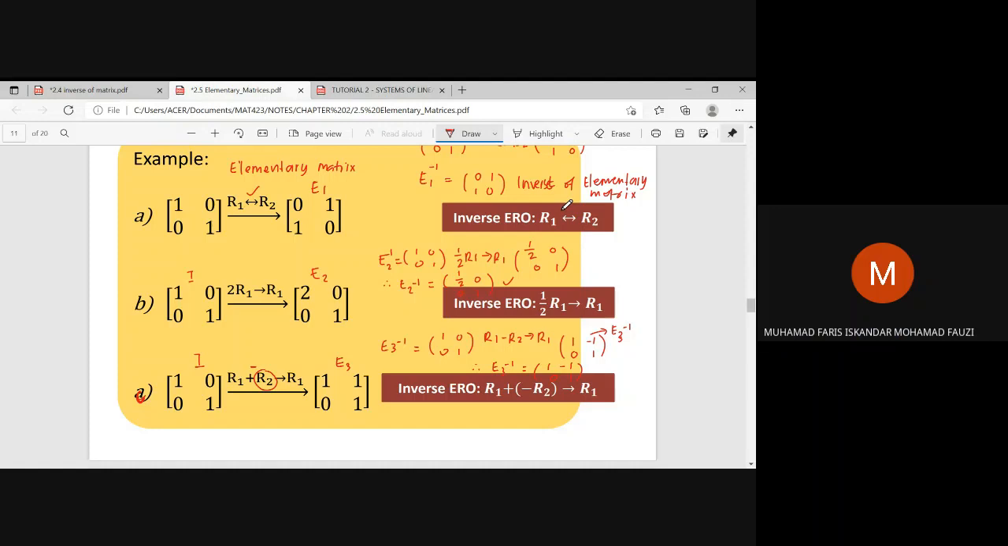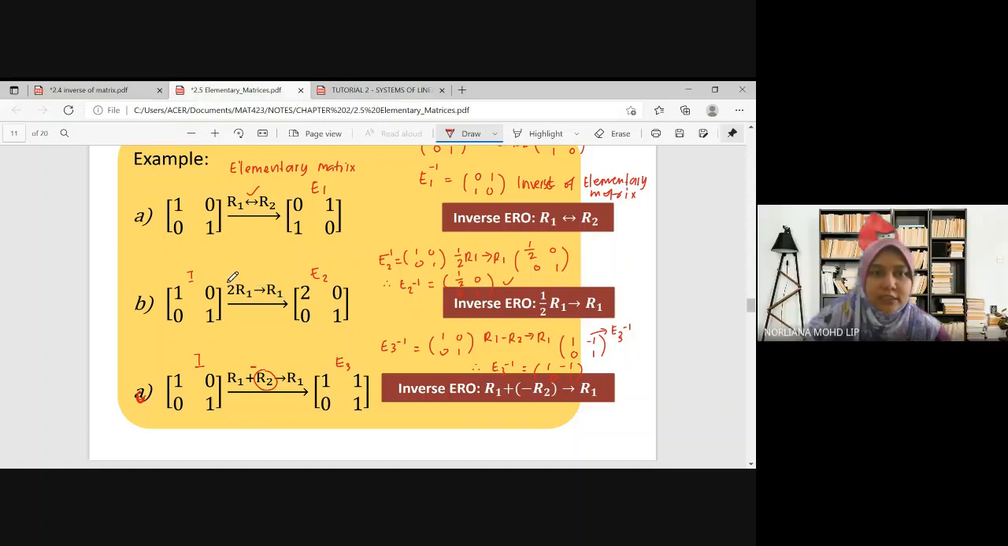Maksud saya, kenapa madam letak 2 R1 sama dengan R1? Ke ni contoh je? Oh, yang ni? Ni contoh. Ni contoh 3 jenis operation yang berbeza. Kalau contoh operation yang ni, jadi nak cari inverse of elementary matrix, kita akan guna operation untuk inverse dia. Contohnya lain lah. Yang penting awak tahu nak cari inverse of elementary matrix.